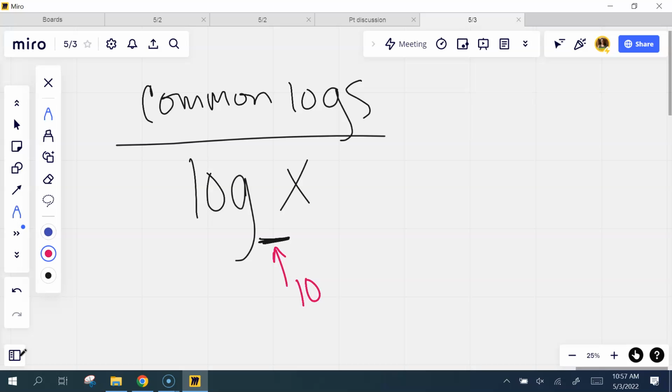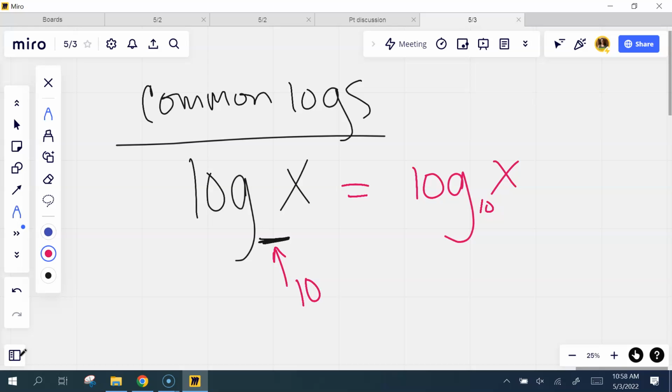So this and this are the same thing. We can write them the same way. We can leave the 10 off if we want to because it's an implied understood log. So what we're going to do, we're going to use what we know about logs, and we're going to try to evaluate some logs here.